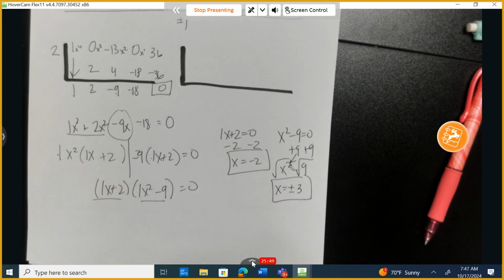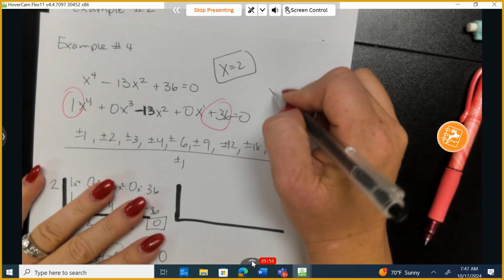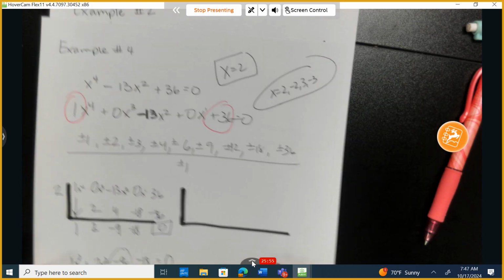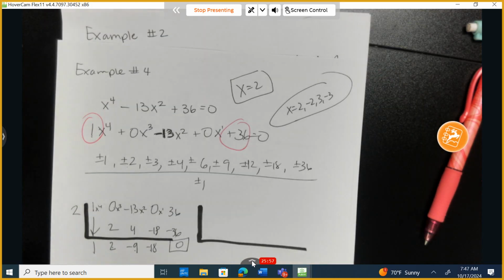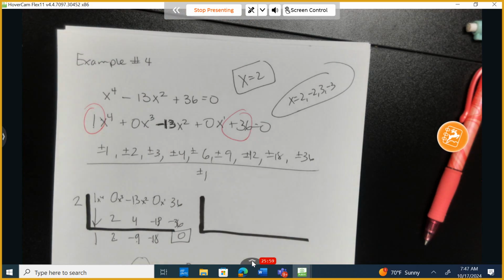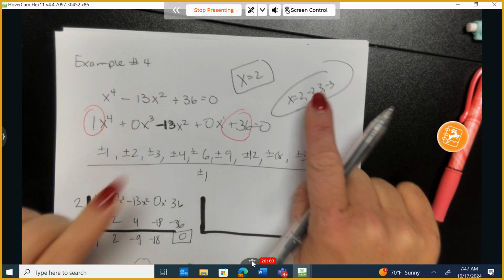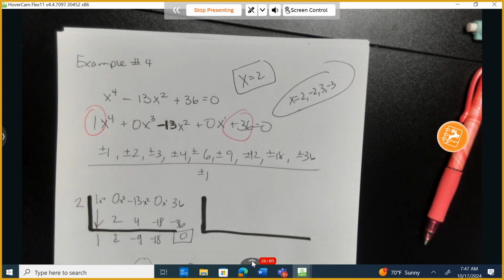So if I had to list out the solutions to this, it would be x equals 2 and negative 2 and 3 and negative 3. What does that mean now that we have not really attached this yet to a significance on a graph? It means that if I plugged in 2 for x or negative 2 or 3 or negative 3 into the left-hand side, it would equal 0.